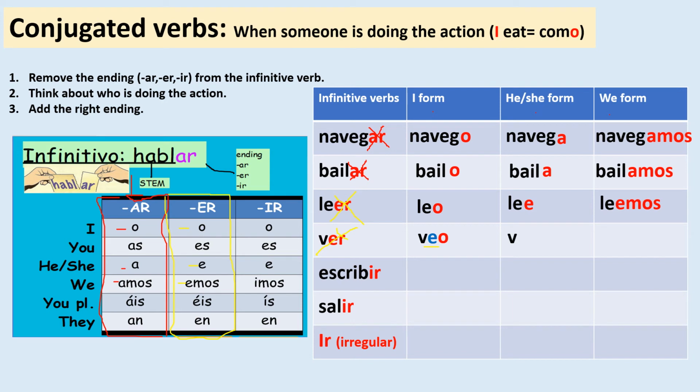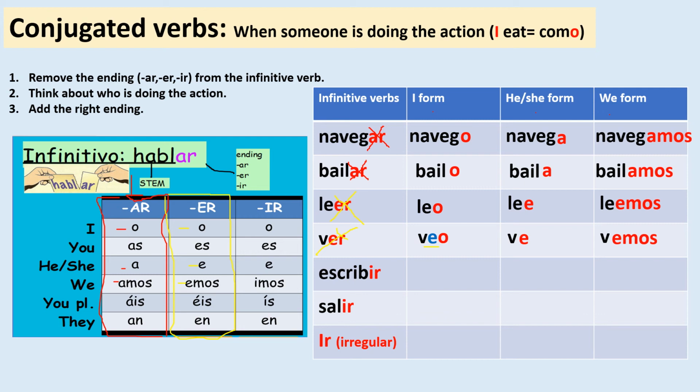However, for the he or she form, we don't need that E anymore. We just follow the regular rules. So we find the he or she ending, which is E, we add it to it, and we have ve, he or she watches. And then for the we form, same thing, we keep the stem, we find the we ending, which is emos, and we add it to it, and we have vemos, we watch.